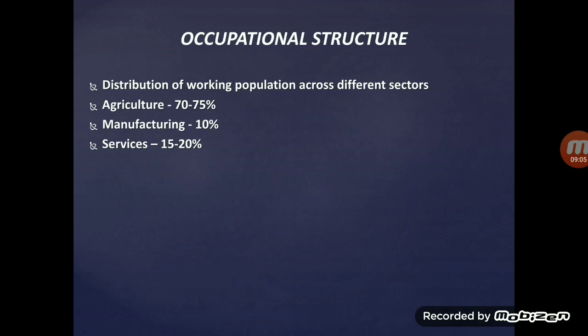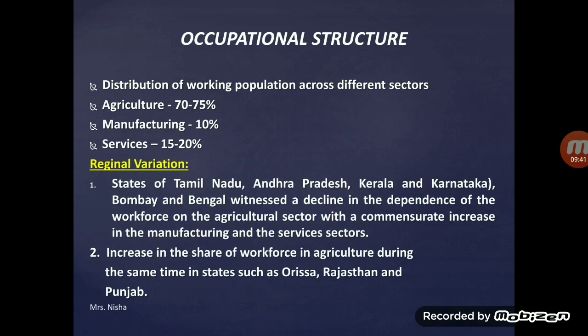So, in a way, how do we define it? Distribution of working population across different sectors. That means how many people were engaged in agriculture, what percentage was engaged in manufacturing and services sector. During that particular time, 70 to 75% of the working population was engaged in agriculture and allied activities, 10% was engaged in manufacturing, and around 15 to 20% was engaged in service sector. So, you can see it was the manufacturing sector which was absorbing the least working population.